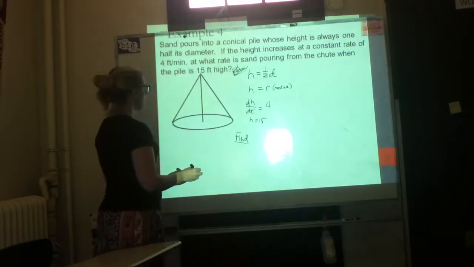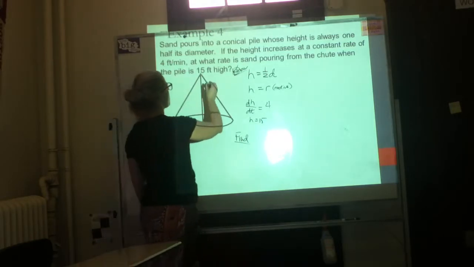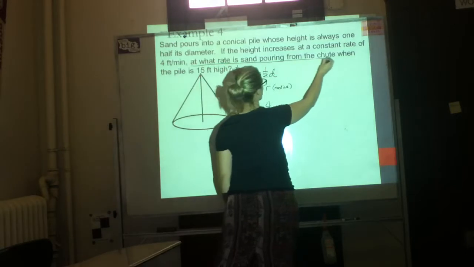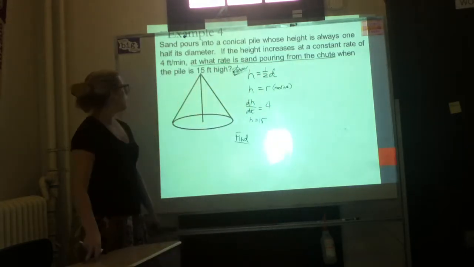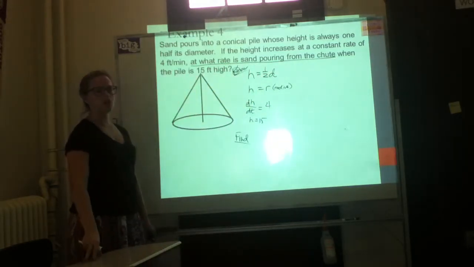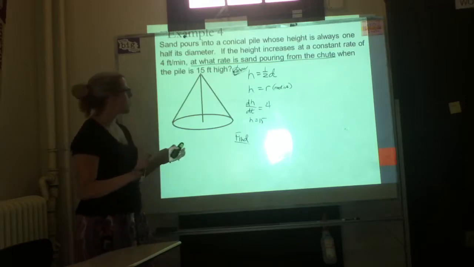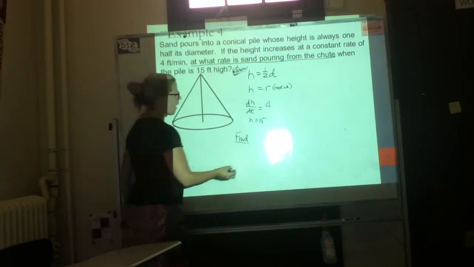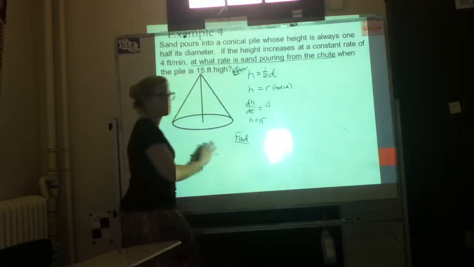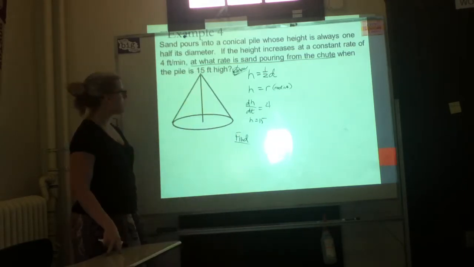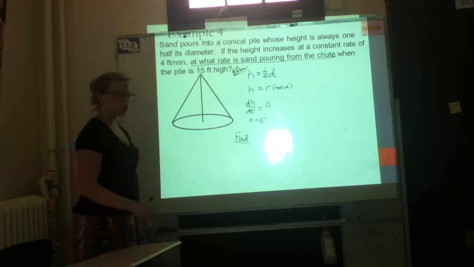So this is my kind of bugaboo. At what rate is sand pouring from the chute? You might not really know that at first, so I'm going to get a little loose with the steps, and I'm going to say, I don't know how to label my find. I don't know, okay? I don't know how to label my find. So let's come up with a relating equation.